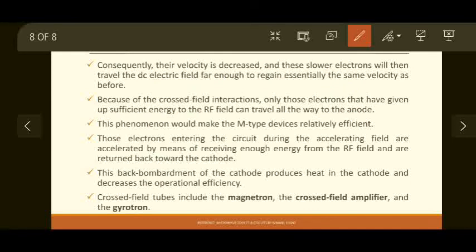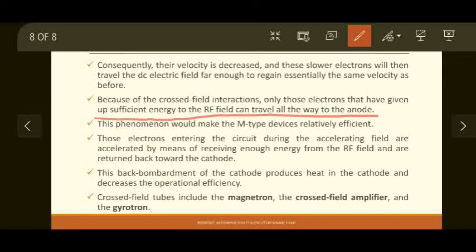Electrons traveling along the electric field will regain the energy, and that's why they will reach the collector end. So because of cross field interaction, only those electrons that have given up sufficient energy to the RF field can travel all the way to the anode. So that's what we have seen. Those which give up energy can travel to the anode. This is made possible by placing the sole electrode. The phenomenon makes M-type devices relatively more efficient than linear beam tube devices, because of the presence of the sole electrode structure.